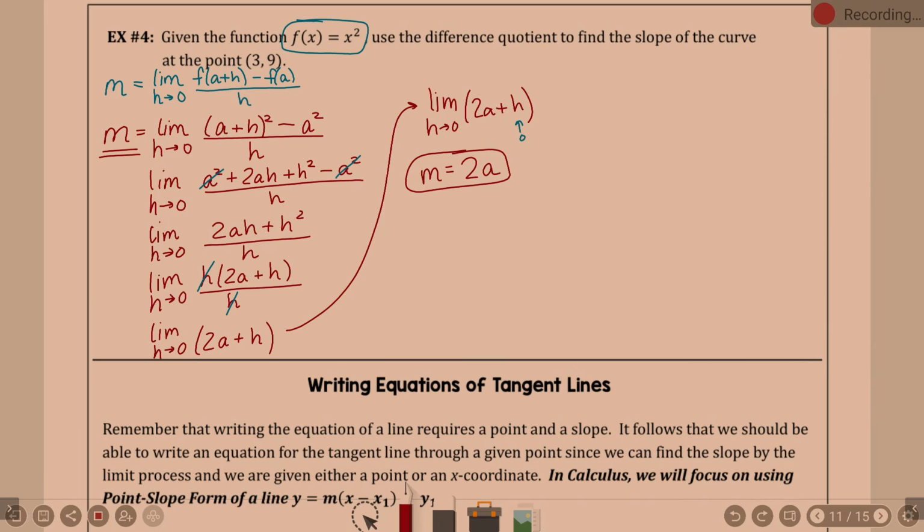Now, I think it looks like I have that written in my notes, that this is the slope formula for any value of x on y equals x squared. Slope formula for any value of x on the equation f of x equals x squared. Okay? Now we're not done with this problem.